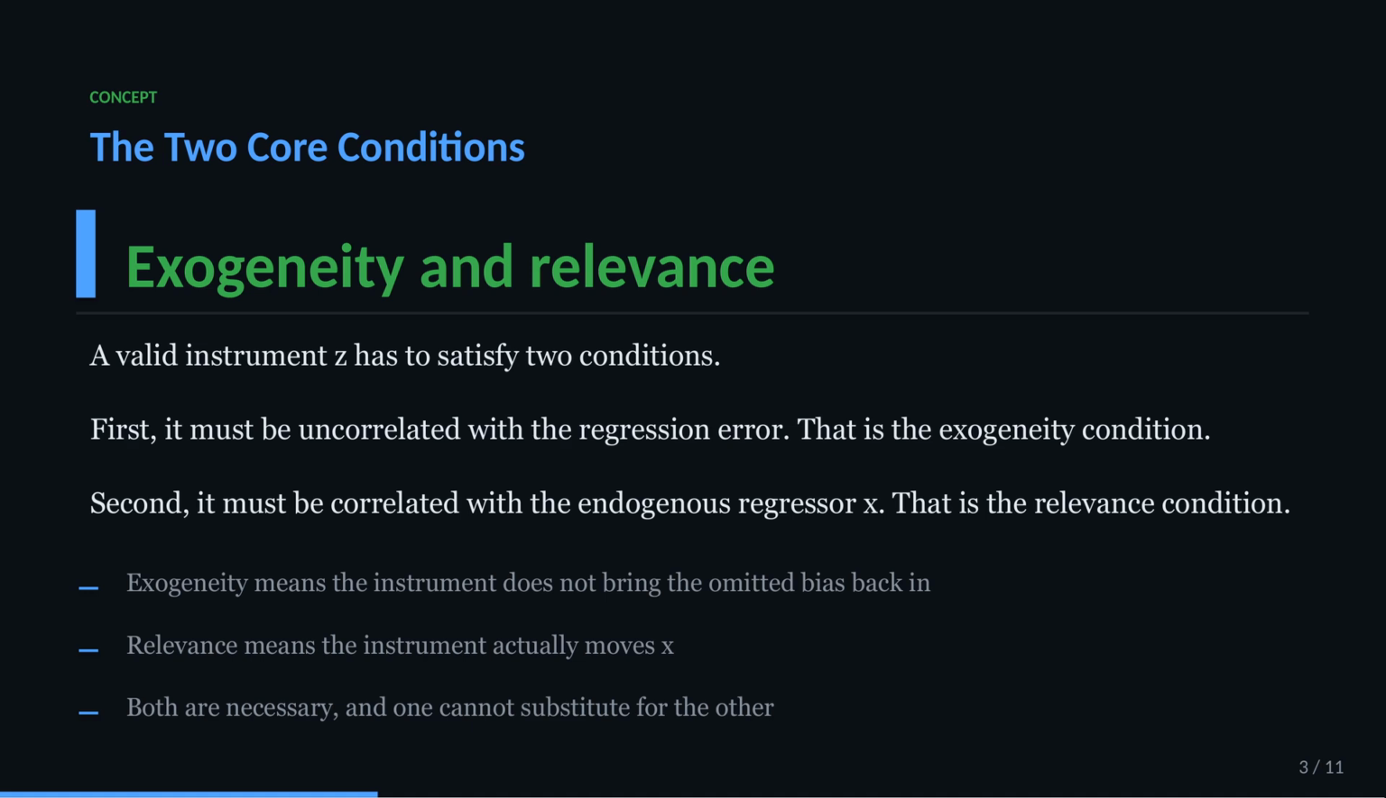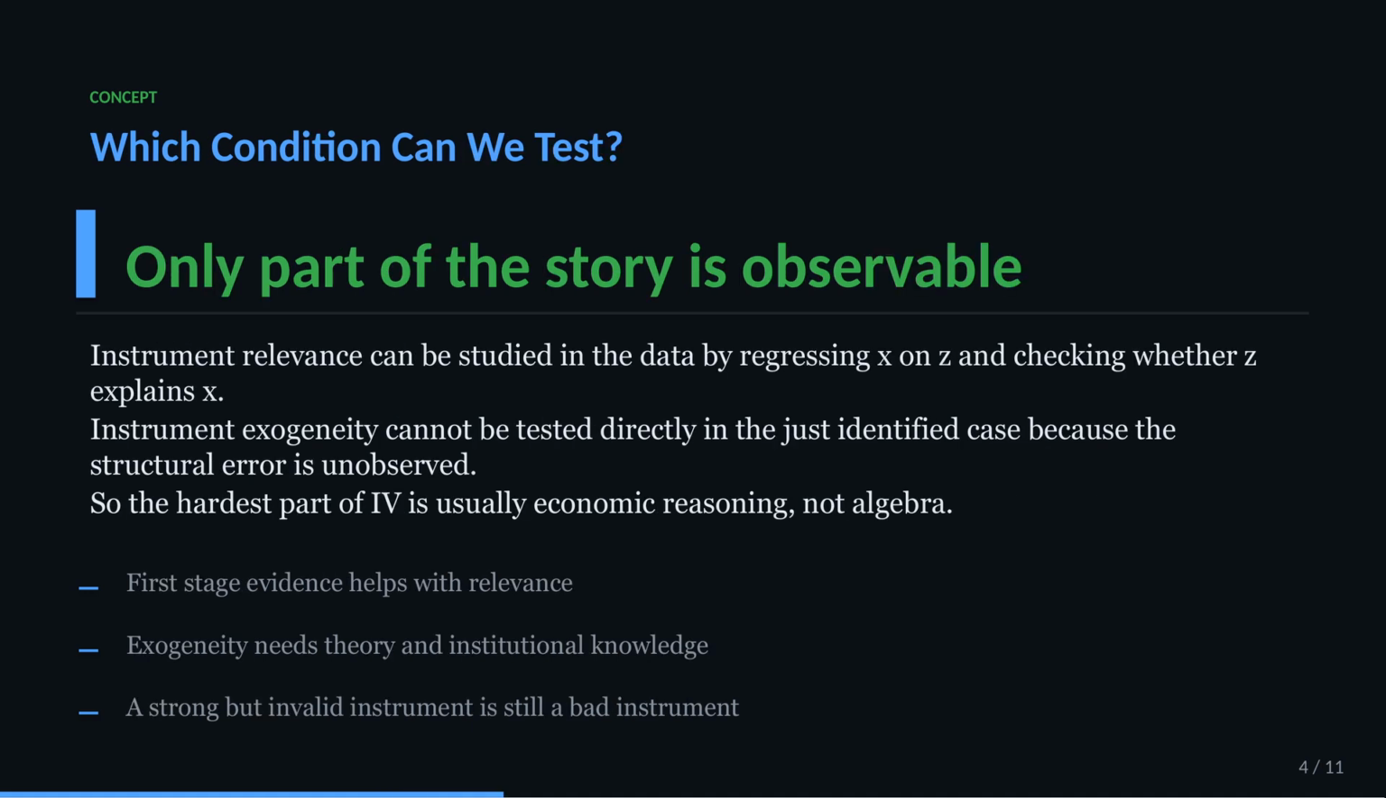These two conditions play very different roles in practice. Relevance is the easier one to examine empirically. We can run a first-stage regression of X on Z and check whether Z actually explains X. Exogeneity is harder. In a just identified model, it cannot be tested directly because the structural error term is unobserved. So instrument choice is often more about economic design than about statistical cleverness.